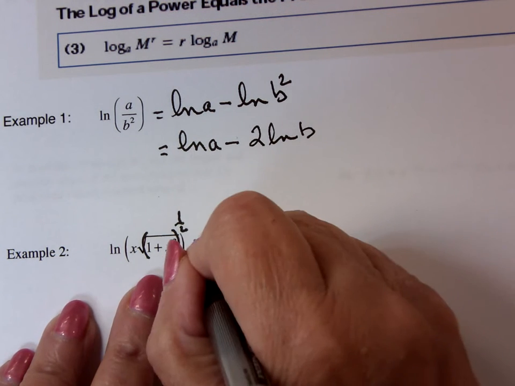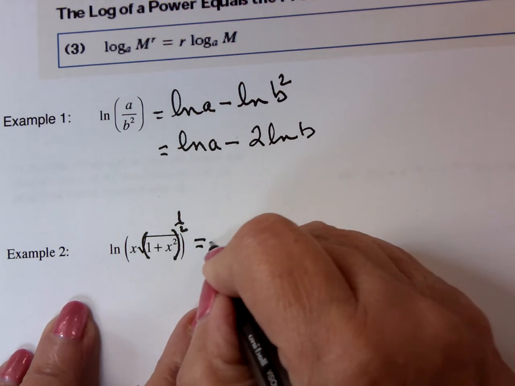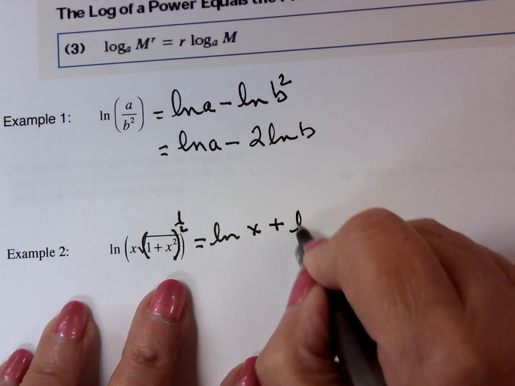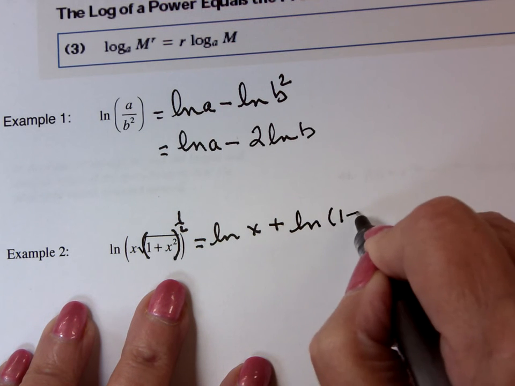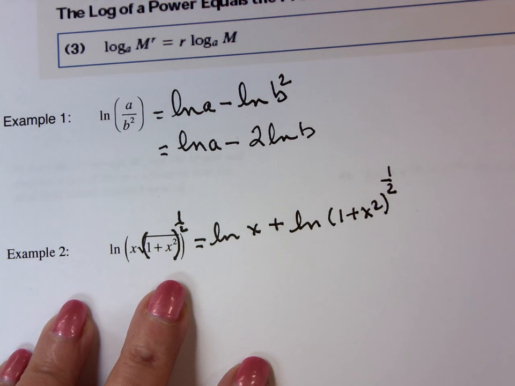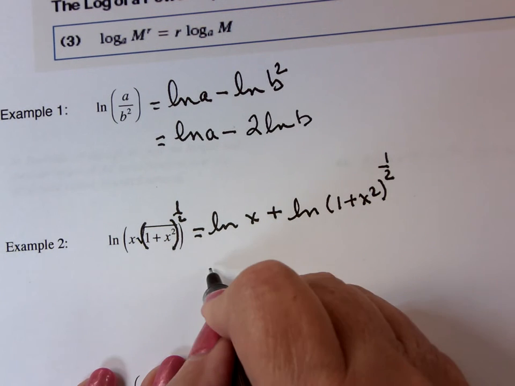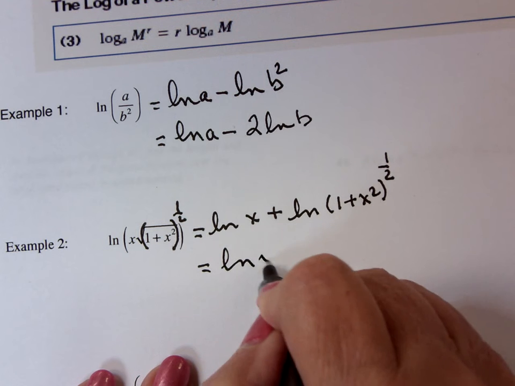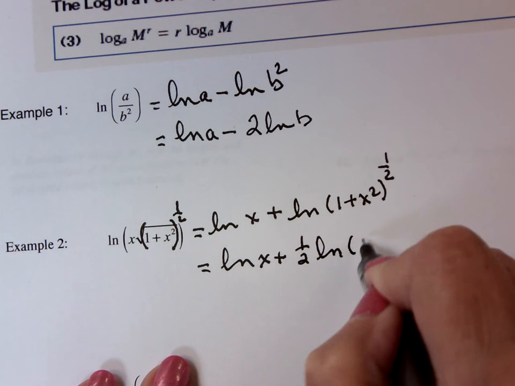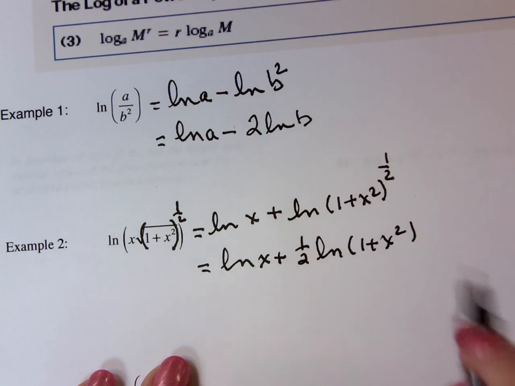However, this is the natural log of x plus, because it's a product of two things, the natural log of 1 plus x squared to the 1/2 power, which is the natural log of x plus, bring the 1/2 down in front, natural log of 1 plus x squared. That makes life nice.